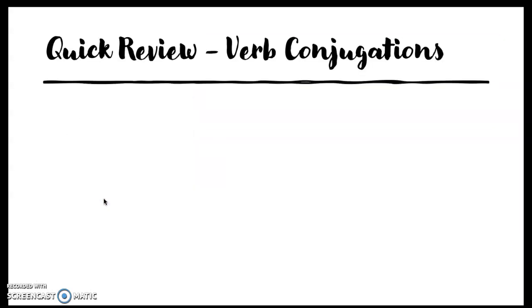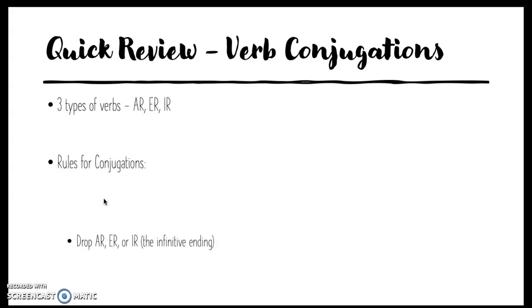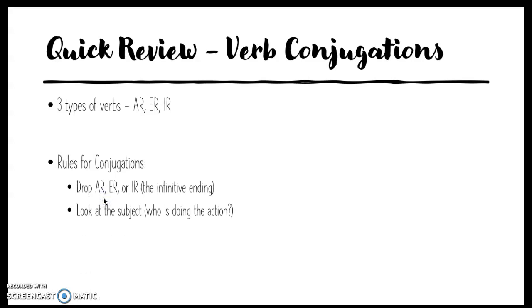So we'll start with a quick review of verb conjugations. We have three types of verbs in Spanish: AR, ER, and IR. And our rules for conjugations: you drop AR, ER, or IR. That's called the infinitive ending. You look at the subject for who is doing the action, and then you add the correct verb ending to the stem, what was left behind when you dropped AR, ER, and IR away, and that will show who does the action.